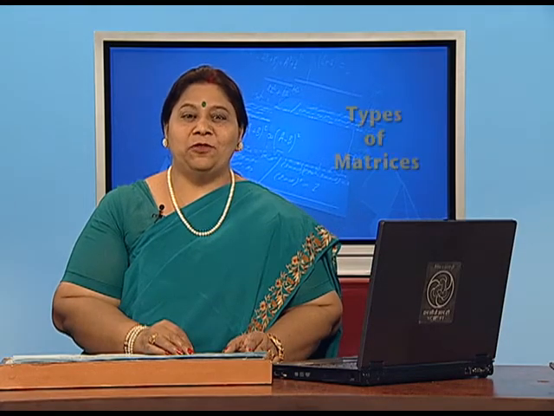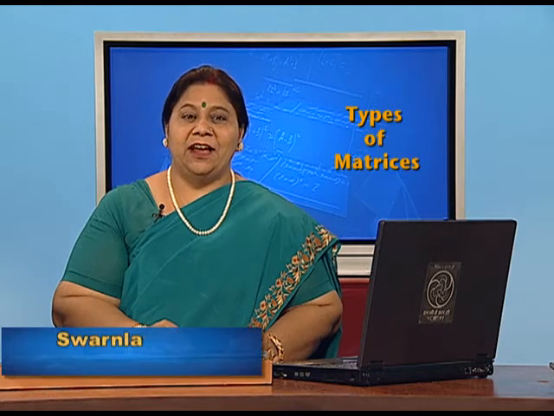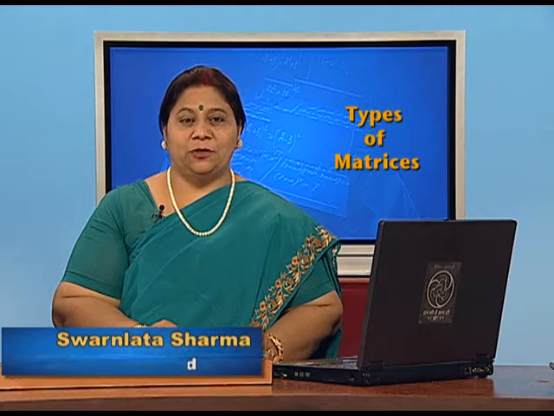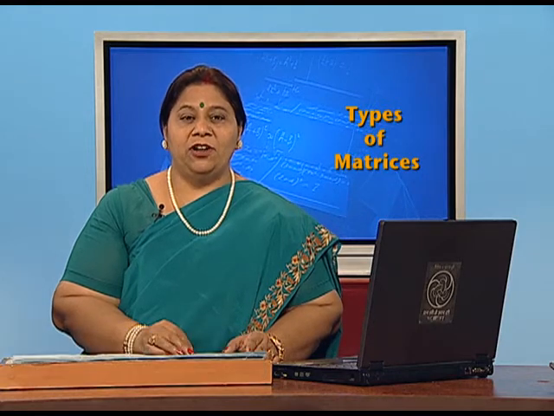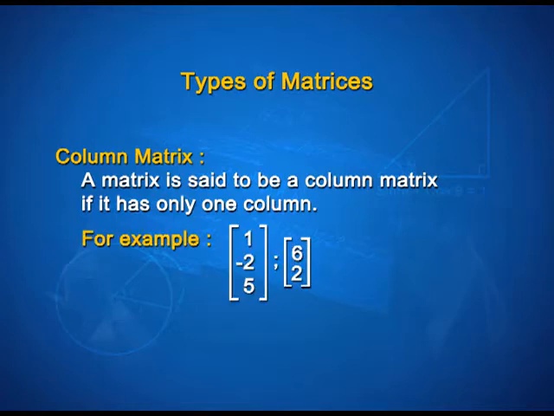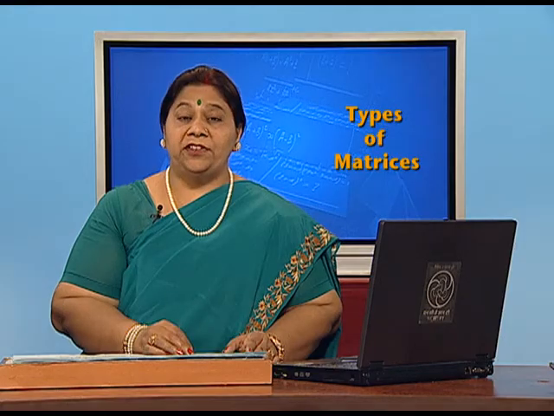Hello students, today we will study about types of matrices and also operations on matrices. So to begin with, what is a column matrix? A matrix is said to be a column matrix if it has only one column, for example 1, minus 2, 5, 6, 2.